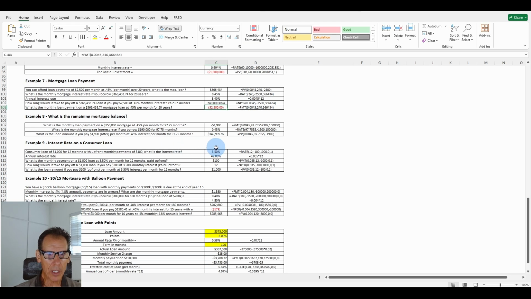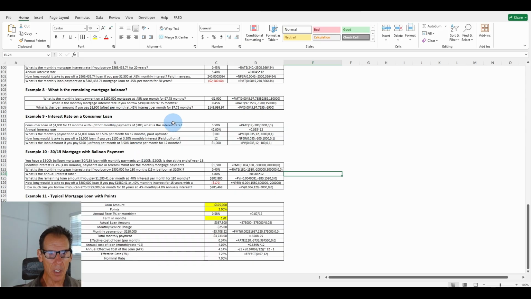What is the remaining mortgage balance? What we have to look at here is how many months have been paid off. What is the monthly loan payment on $150,000? So we're going to look at monthly payment. We need to use that for present value. What is the rate? It says right here, 0.45. And what is the loan amount if you pay $1,900 per month for 97 months? $150,000.